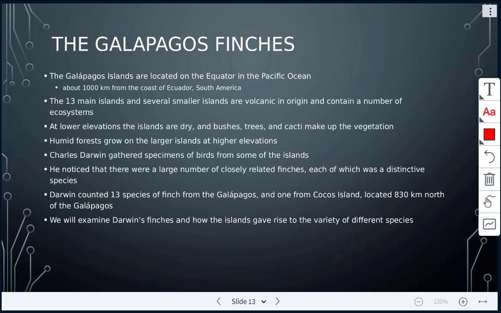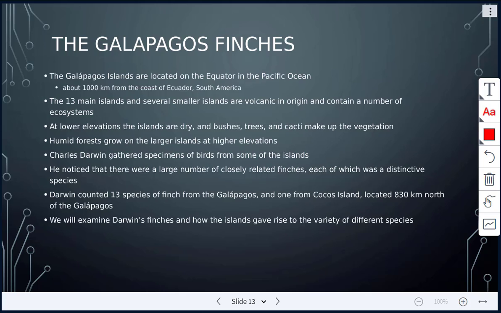It's about 1,000 kilometers from the coast of Ecuador, South America. And there's 13 main islands and several smaller islands, and they're all volcanic in origin, and they contain a number of ecosystems. At the lower elevations, the islands are mostly dry. There's bushes, trees, and there's cacti. That's what makes up the vegetation. And then at higher elevations, there are humid forests that grow on these higher elevations and on the larger islands.